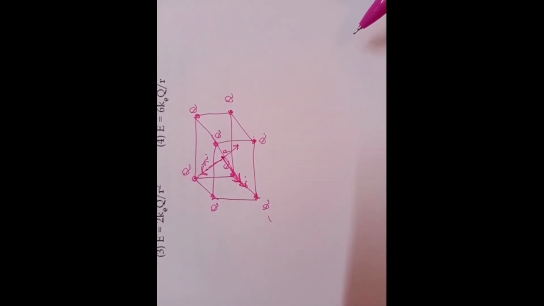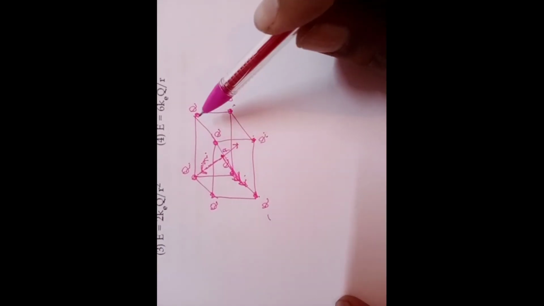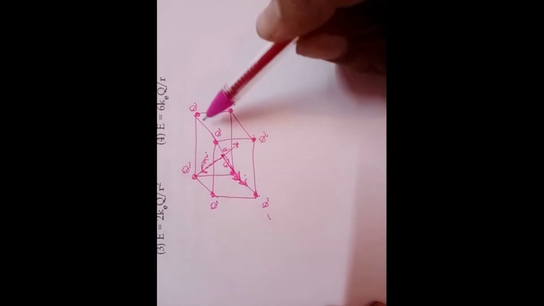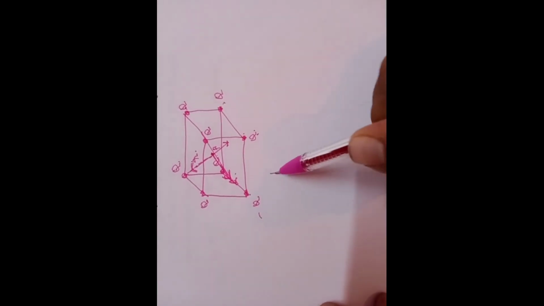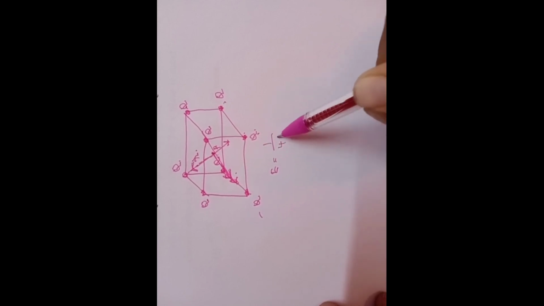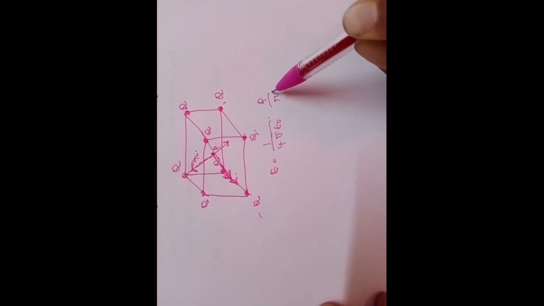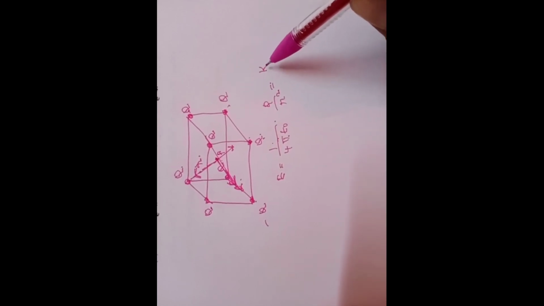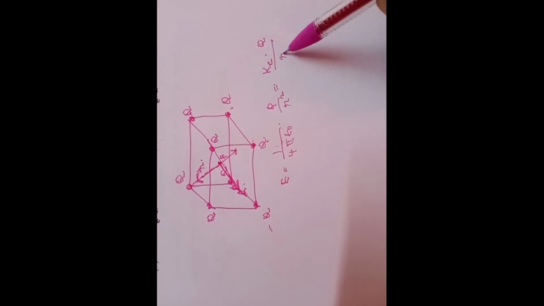So opposite corners, what are the charges? This and this, this and this. Like that, they will cancel with each other, but only 1 minus q and 1 plus q, they won't cancel with each other. So what is the formula for electric field intensity? 1 by 4 pi epsilon naught q by r square. So here what will happen? 1 by 4 pi epsilon naught, I am assuming it as Ke. So Ke into q by r square.